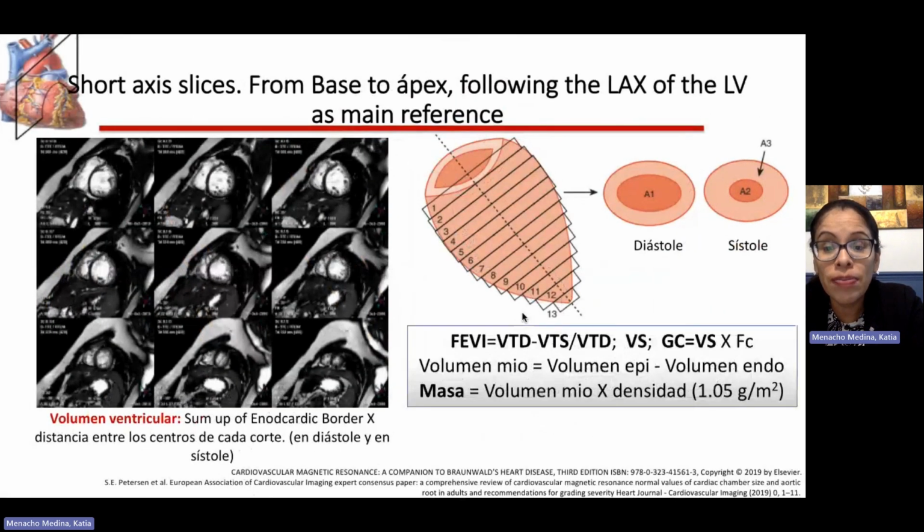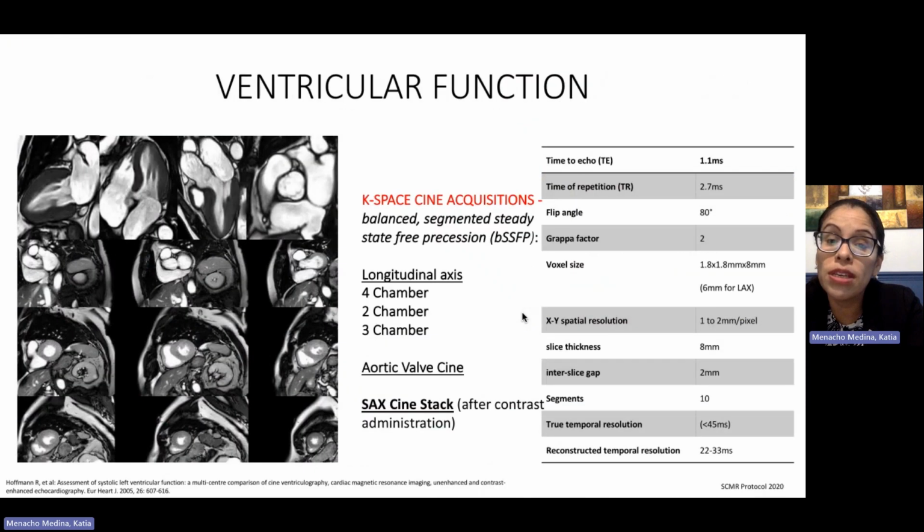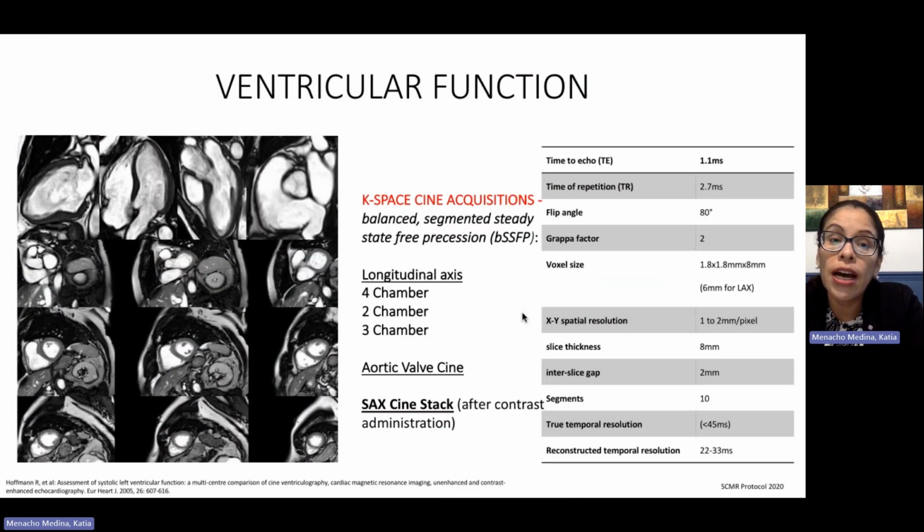But in general, you can see that it's a better assessment because you have a 3D assessment of all these slices that reconstruct together and sum up the volumes of the endocardial and epicardial border in diastole and systole. And by a formula, you will have the correct assessment of the volumes of the heart and also the ejection fraction that can be indexed to the BSA of each patient.